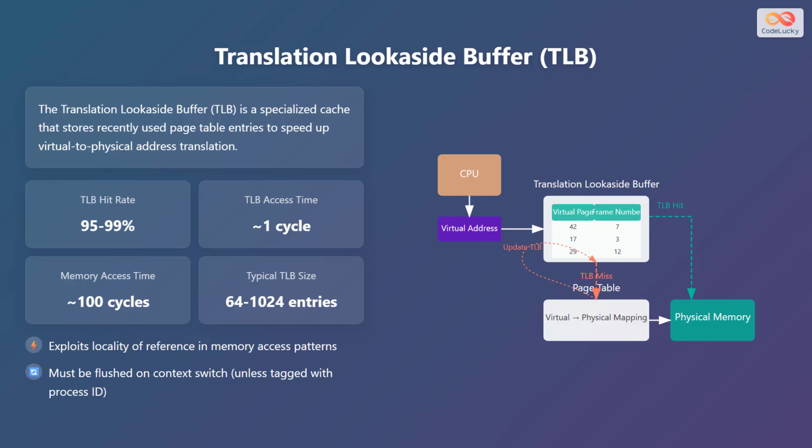The Translation Lookaside Buffer leverages the principle of locality, where recently accessed memory locations are likely to be accessed again soon, improving overall performance. Must be flushed on context switch unless tagged with process ID. During a context switch, the Translation Lookaside Buffer must be flushed to maintain memory isolation between processes, unless it supports tagging entries with process identifiers.